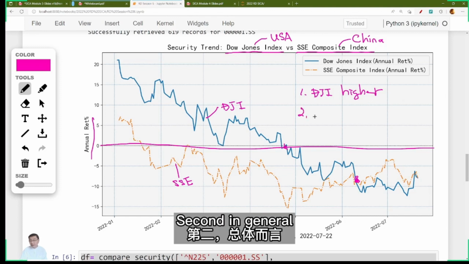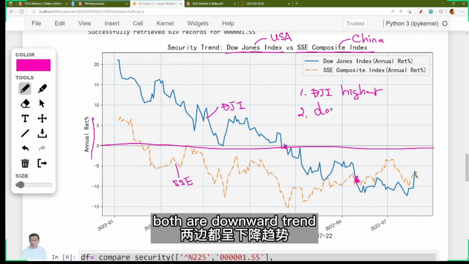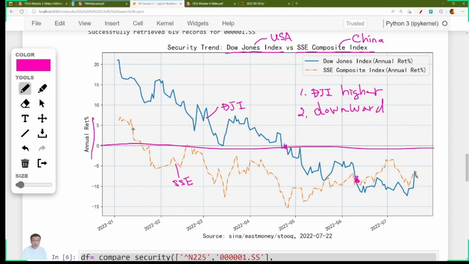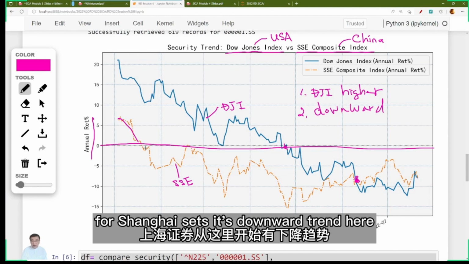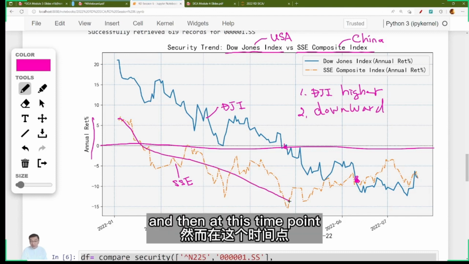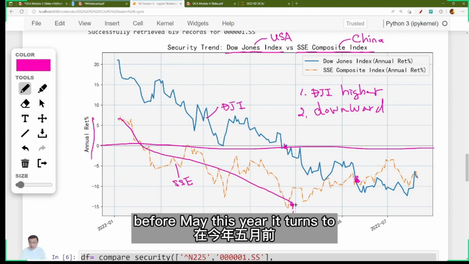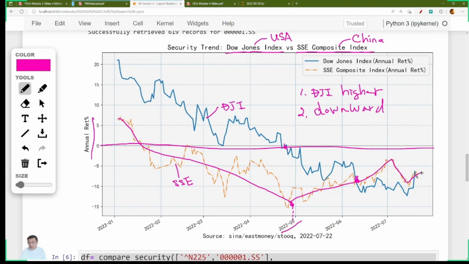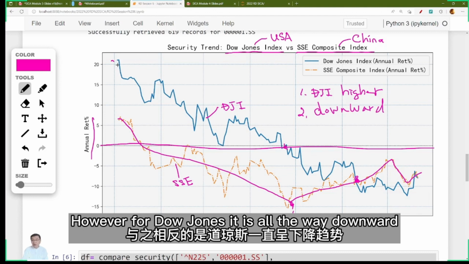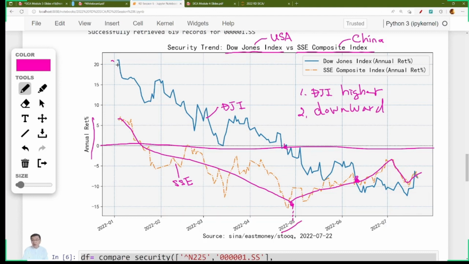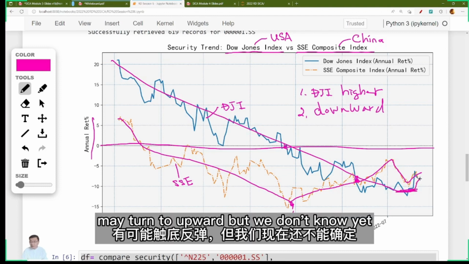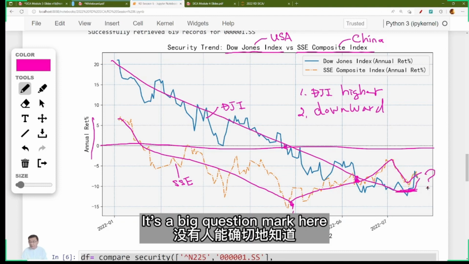Second, in general, both are a downward trend. But there is something different. For Shanghai, it's a downward trend here, and then at this time point, before May this year, it turns to a slight upward trend, and then downward again, and then upward. However, for Dow Jones, it is all the way downward. Now it seems here is a floor, it may turn upward, but we don't know yet. It's a big question mark here.